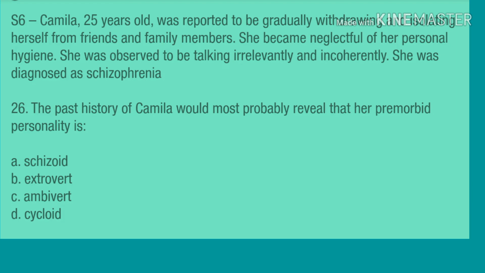Question 26. The past history of Camilla would most probably reveal that her premorbid personality is A. Schizoid. B. Extrovert. C. Ambivert. D. Cycloid. Answer A.